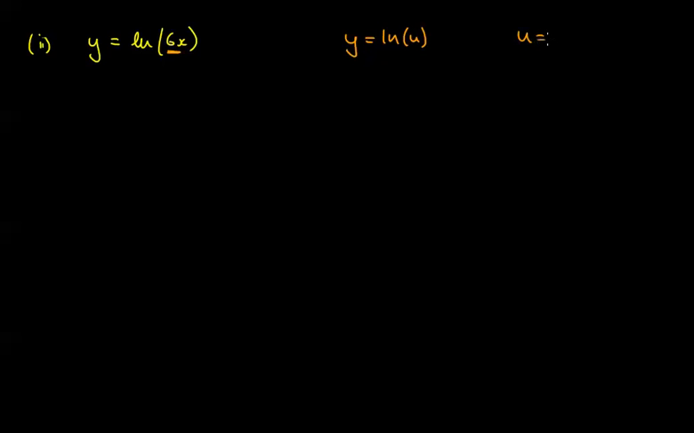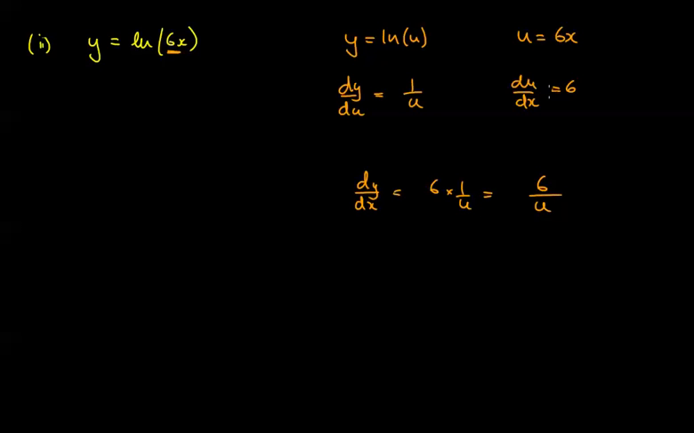And then u would equal 6x. So dy by du would equal 1 over u, and du by dx would just equal 6. Then to find dy by dx, we just multiply them. So 6 times 1 over u, which equals 6 over u. But we've got to replace the u back with whatever it is, which is 6x.